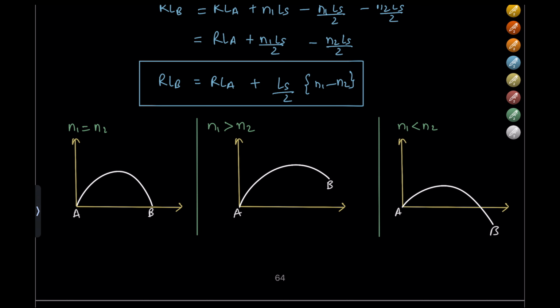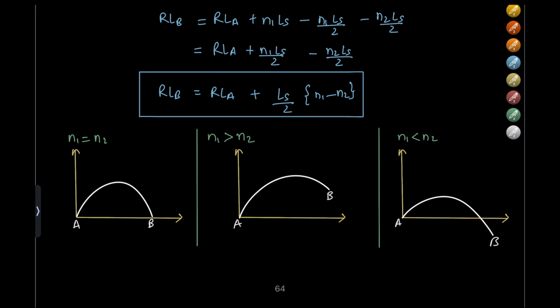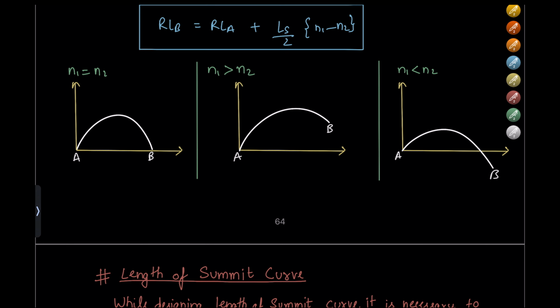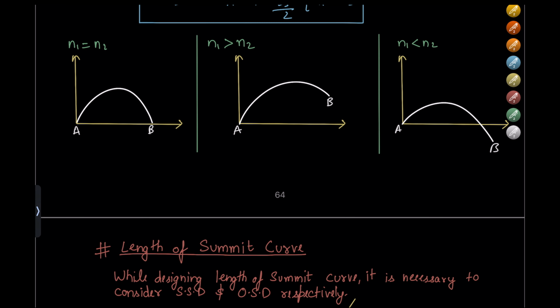So we were discussing unsymmetrical curves. Unsymmetrical curves are such that if N1 and N2 are the same, it would be a symmetrical curve with the same RL points. If N1 is greater than N2, then the curve would be lifted and point B is above point A, and if N1 is less than N2, point A would be higher than point B. So that is all, and next we will discuss the summit curve.